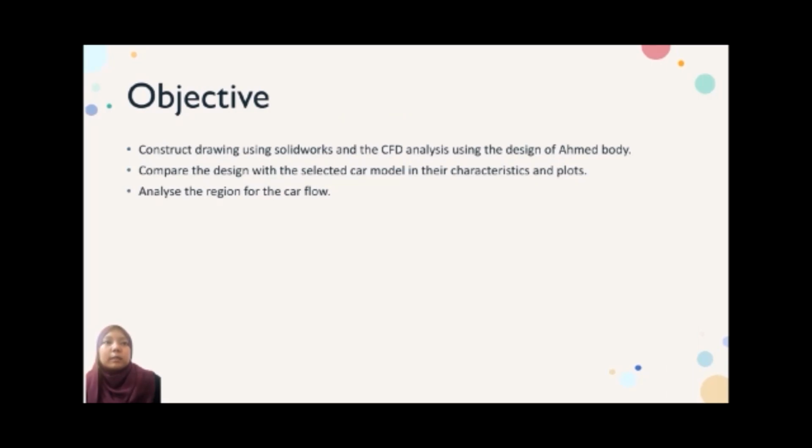So we have three objectives here. First is to construct drawings using SolidWorks and CFD analysis using the design of the Ahmed body. Second is to compare the design with the selected car model and their characteristics and plots. And the third is to analyze the region for the car flow.